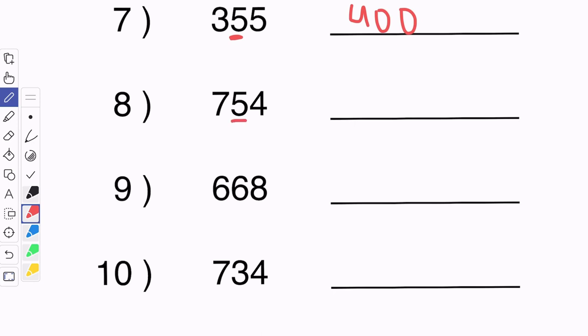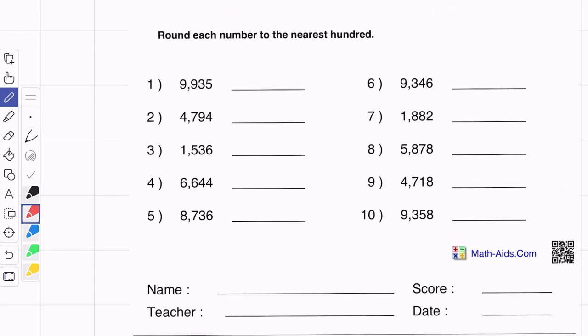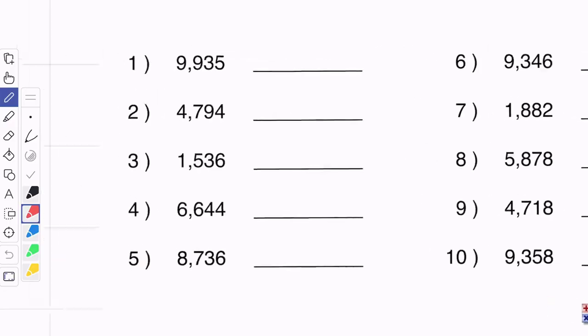754, we have a 5, and that's equal to 5, so we're going to round up still. 668, it's above 5, so we're going to round up to 700. 735, it's below 5, so we're going to round down to 700. And this is the same thing, just with four-digit numbers. So we're just going to get bigger and bigger.